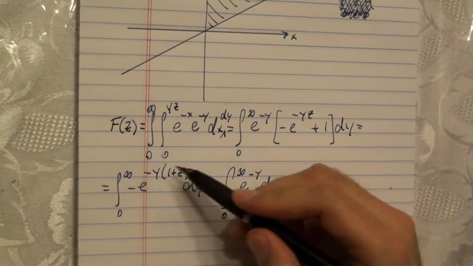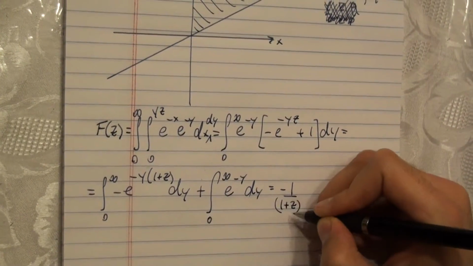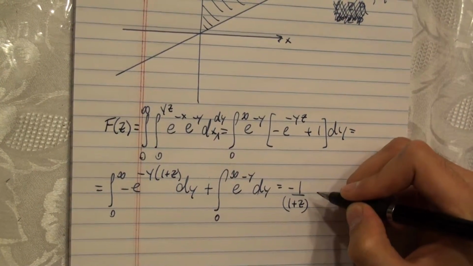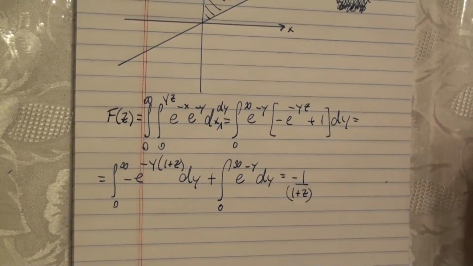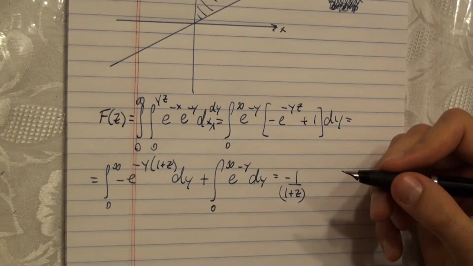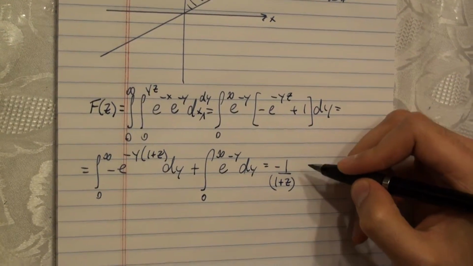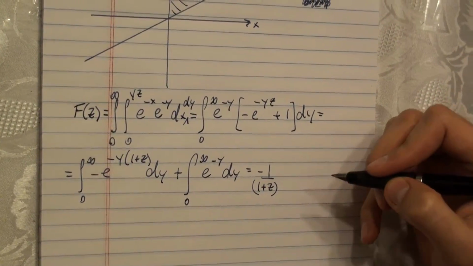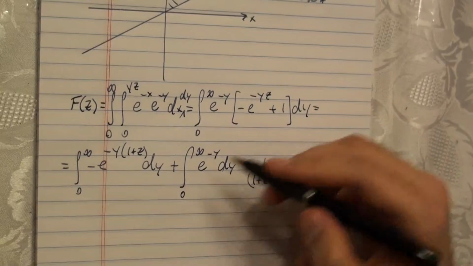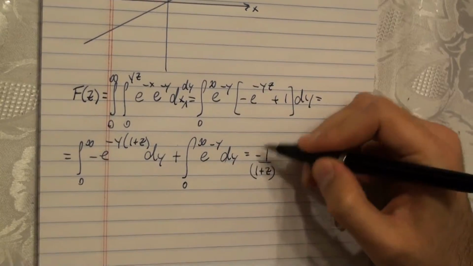So this guy is going to become what? It's going to become minus 1 over 1 plus z times minus e to the minus infinity, which is 0. Then minus becomes a plus. But we still have this minus here because we have another minus. So it's going to be this times e to the 0, which just becomes 1. So it's just going to be this guy.